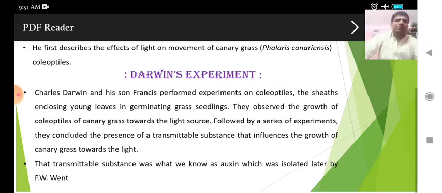This transmittable substance, which we now know as auxin, was later isolated by Went. At Darwin's time, they only concluded that some transmissible substance influences the growth of canary grass towards the light. Before it was identified, they concluded from their experiment that some component is responsible for the coleoptile moving, or curving, towards the light. Later it was identified as auxin by Went.